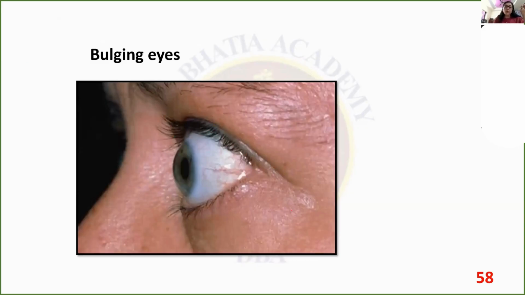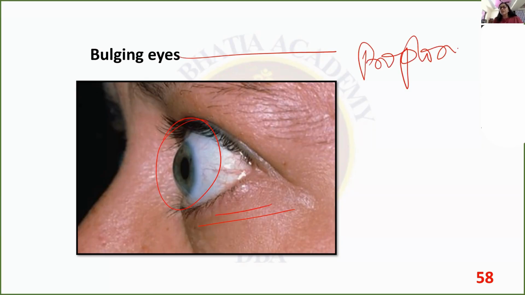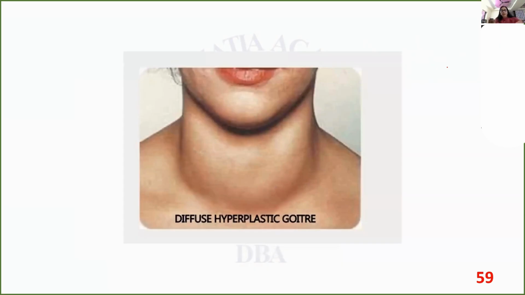Now this is a bulging. This is proptosis. How do you measure a proptosis? You ask the patient to close the eyes and place your index finger in front of the eye, and normally the eyeball does not touch the finger. Your finger touches the forehead first and the cheekbone first. But if there's a proptosis, the finger does not touch the forehead or the cheekbone, it touches the eyeball. So if you touch the finger like this, you will find the eyeball. This eyeball, there is proptosis. This is the bulging eye or the proptosis. This is a diffuse hyperplastic goiter.